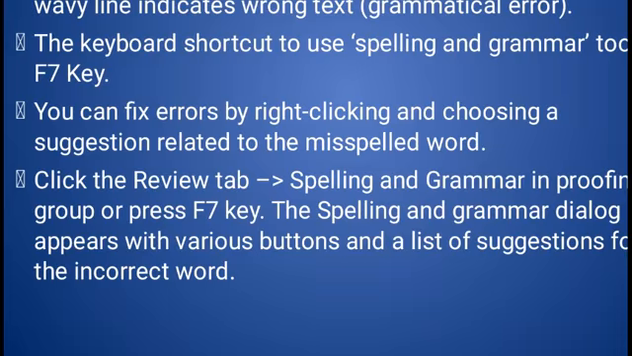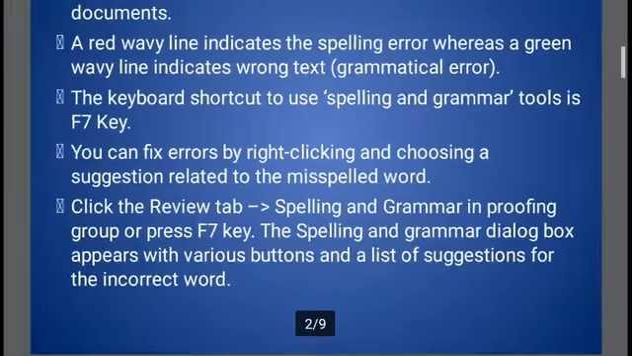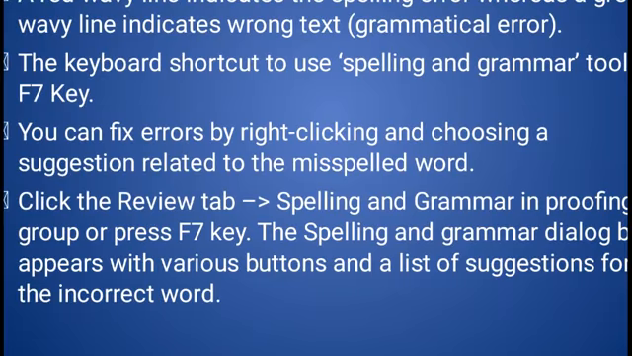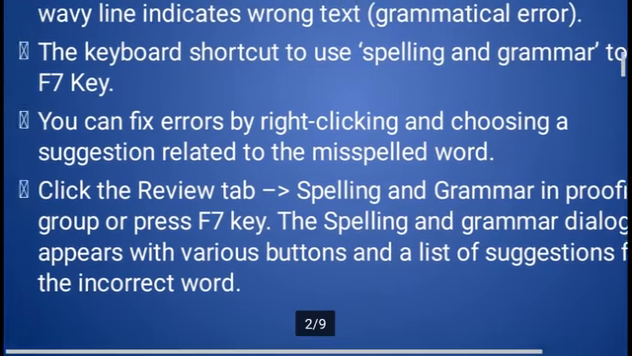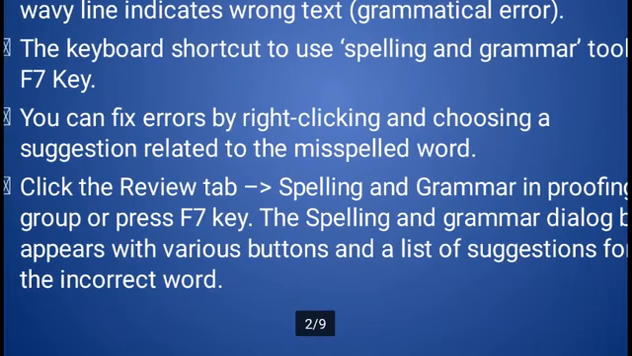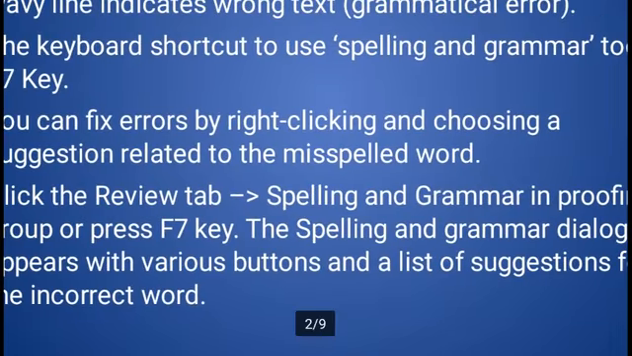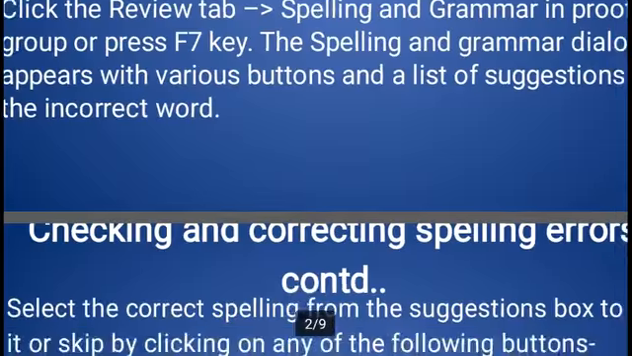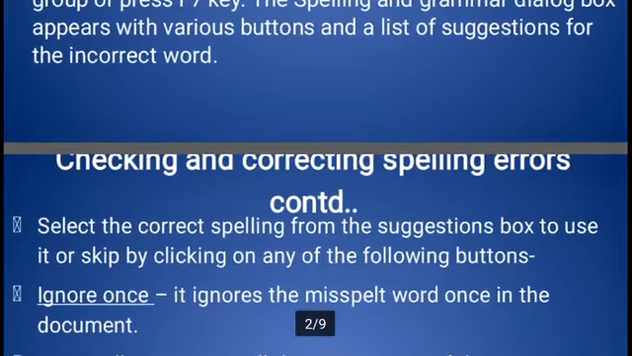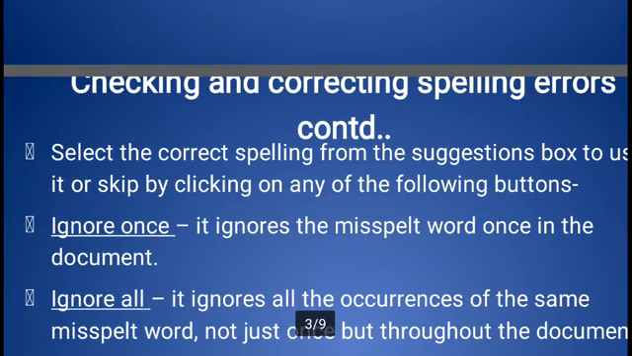Click the review tab, then spelling and grammar in the proofing group, or press the F7 key. The spelling and grammar dialog box appears with various buttons and a list of suggestions for the incorrect word. Okay, so you can see checking and correcting spelling errors continue. In this spelling and grammar dialog box, you can see several options, or we can say several facilities are available. So incorrect spelling or grammatical things we can repair with different kinds of options.